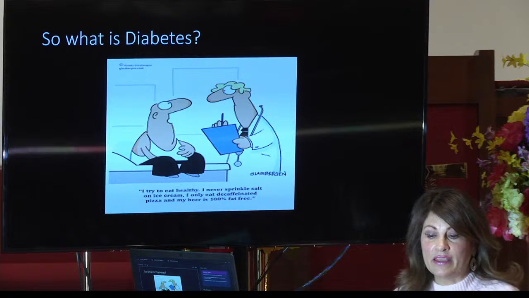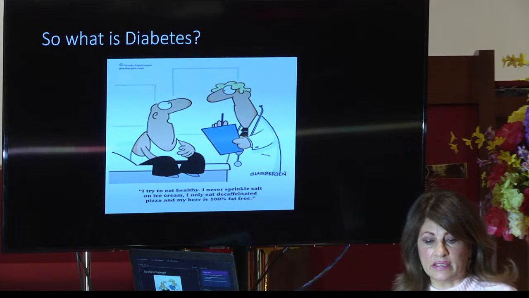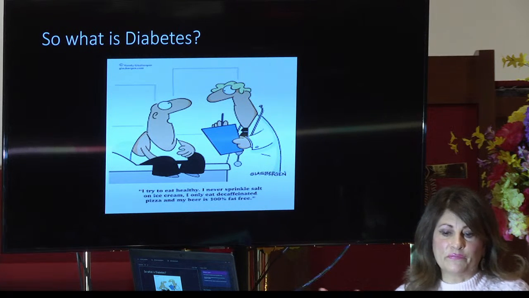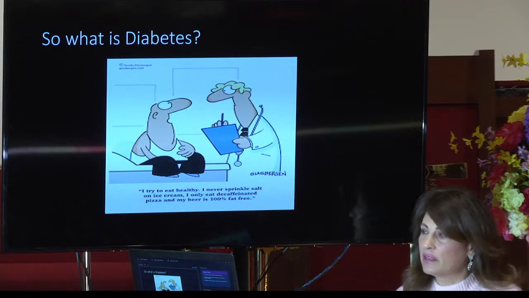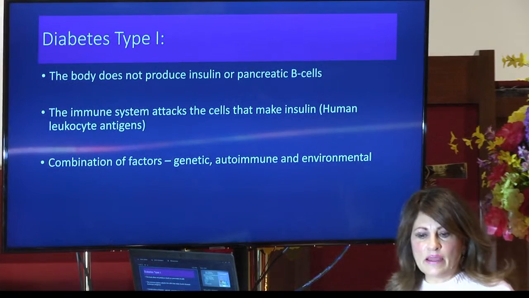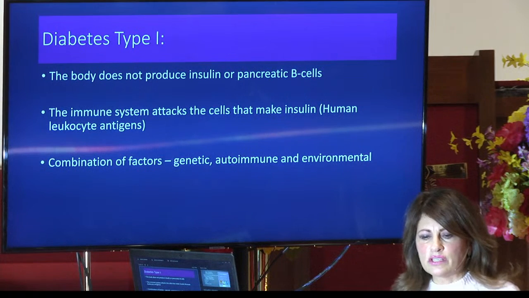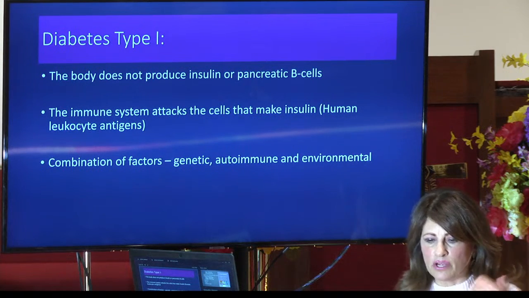Sometimes we do, right? And we go to the doctor and we say silly things, and the doctor just kind of looks at us. But really, what is diabetes? Some people don't have any idea. So we're going to learn, first off, what is diabetes? Diabetes type 1. As we looked at our objectives, we should follow our objectives.